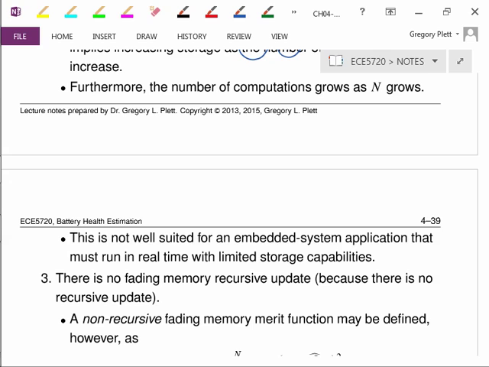So overall, this is just not well suited for some kind of embedded system application that has to run in real time with limited storage and limited computation capabilities. We'd really like to find a recursive solution. And what we're going to do before the end of the chapter is find an approximate recursive solution that does quite well.